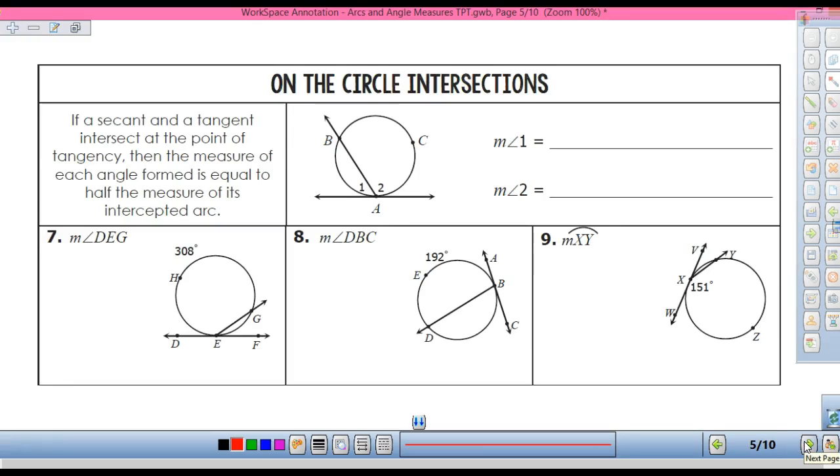If your intersection is on the circle, so if you have a tangent and a secant, that's not the right one. Now you have the measure of angle 1. Its intercepted arc is still BA. So 1/2 the measure of arc BA. Then the measure of angle 2 is going to be 1/2 the measure of arc BCA. So it's the whole big arc.